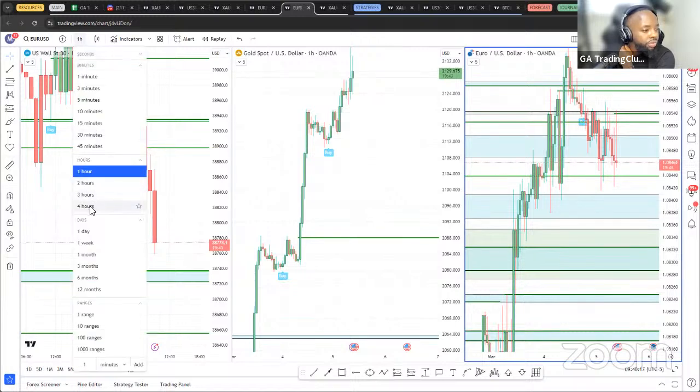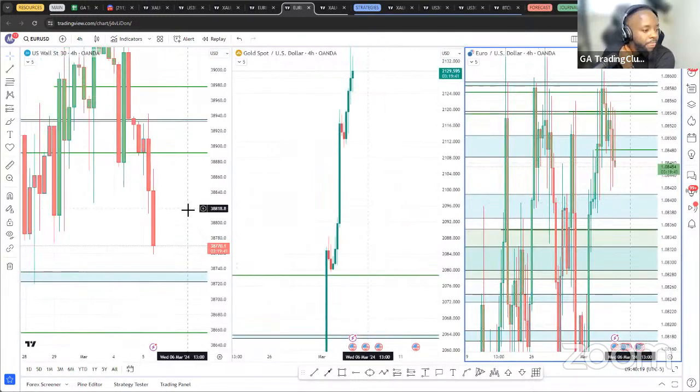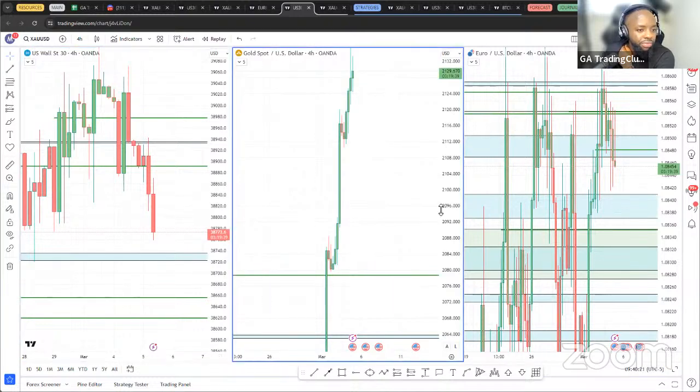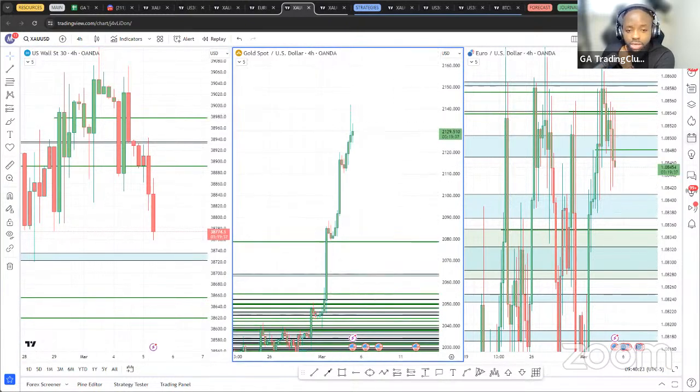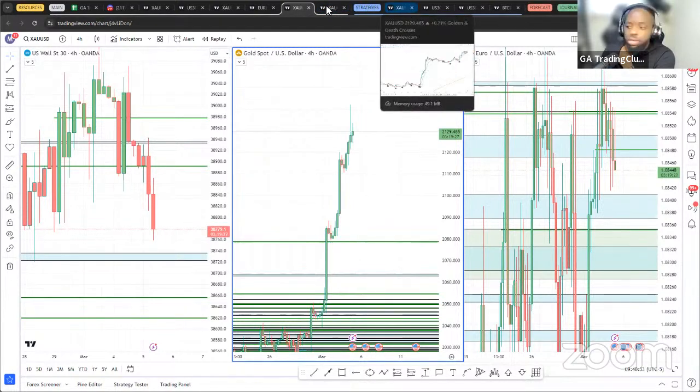And then moving on to the 4-hour time frame. Nothing for US 30, nothing for gold based off of our bias, because for me, I'm looking for buys on all 3 instruments. I'm pretty sure if I were to change the settings for sells, there would be sell entries, but I'm not looking for sells on any of these 3 instruments.